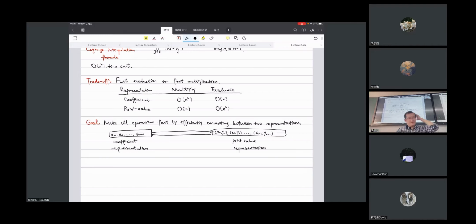If we can efficiently do such a transition, and hopefully the cost is not as bad as O(n squared), then we are actually good, because for either multiplication or evaluation, we just make the transition and do it fast. So this becomes the main focus that we are going to talk about. Any questions?